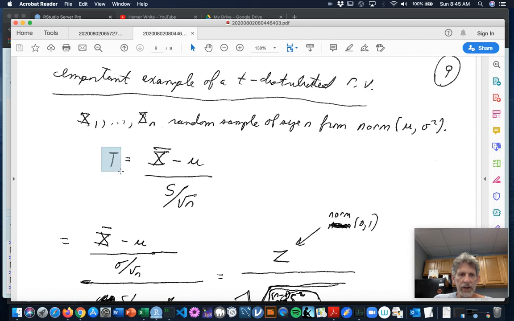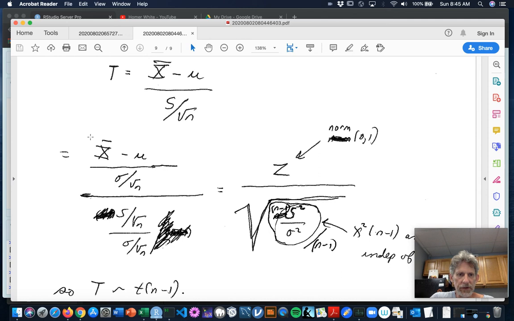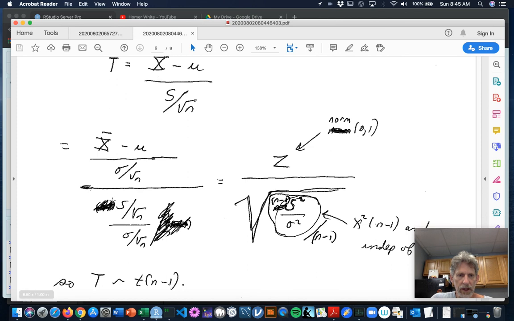Well, anyway, define your random variable capital T like that. It turns out that has the t distribution with n-1 degrees of freedom. And you can do some algebra to verify it. The book does it too. I take this fraction and I just divide on the top and on the bottom by sigma over square root of n. And then on the top, you are looking exactly at a standard normal.